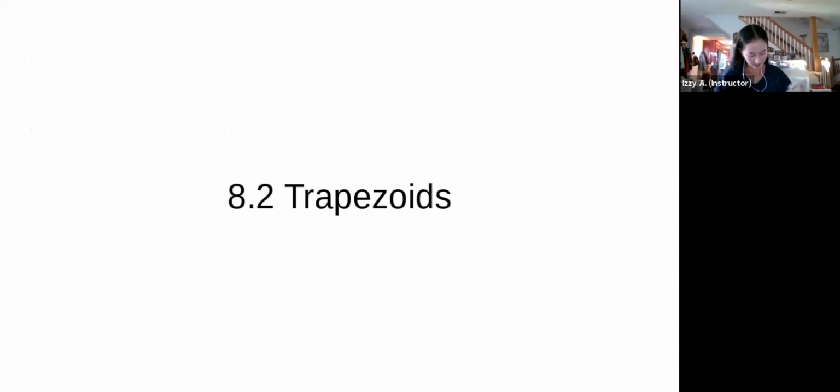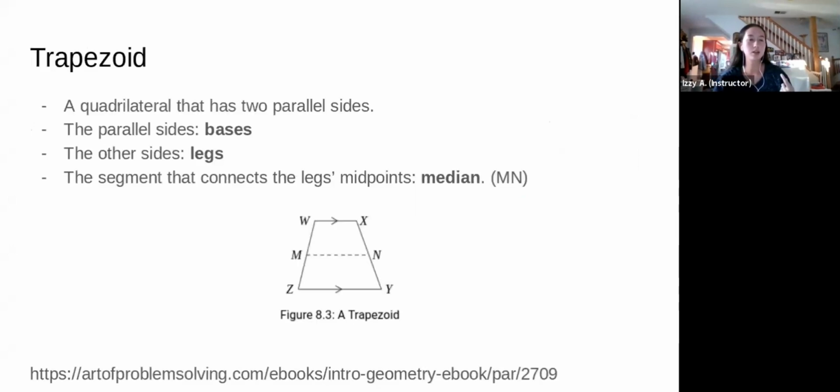Okay, next we have section 8.2, and this is about trapezoids. A trapezoid is a quadrilateral that has two parallel sides, and the parallel sides are known as bases. If you look at the image, we can see that WX and ZY are the bases, and the other sides are the legs. So WZ and XY are the legs. The segment that connects the legs' midpoints is called the median, and in this case, it is MN. Points M and N are the midpoints of WZ and XY.